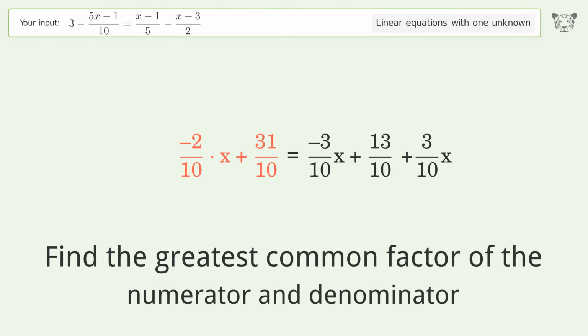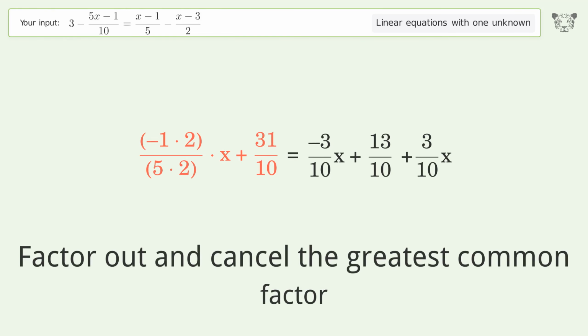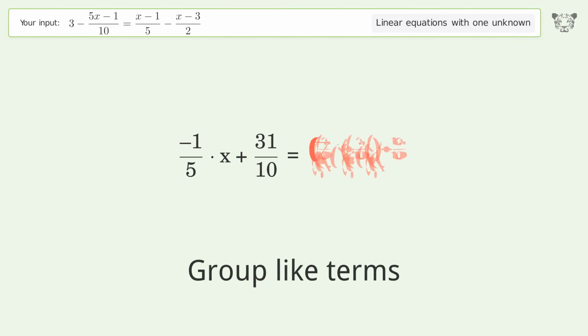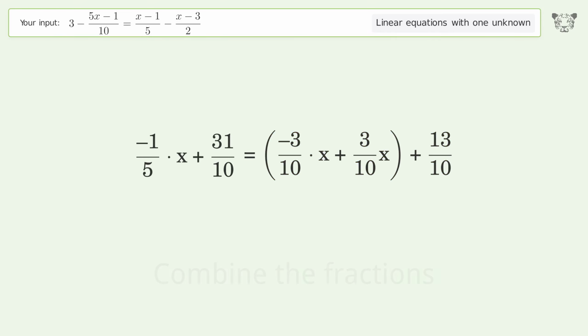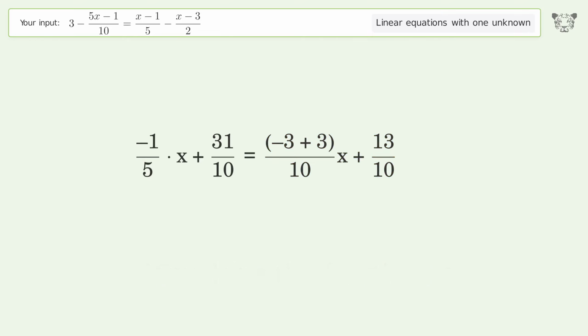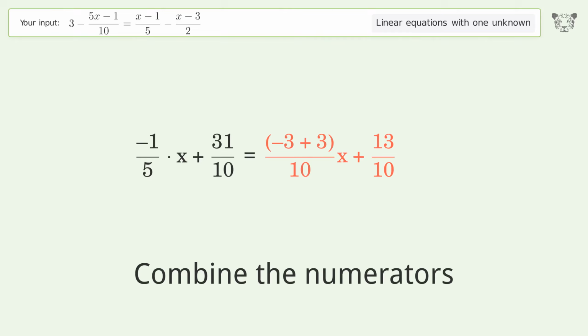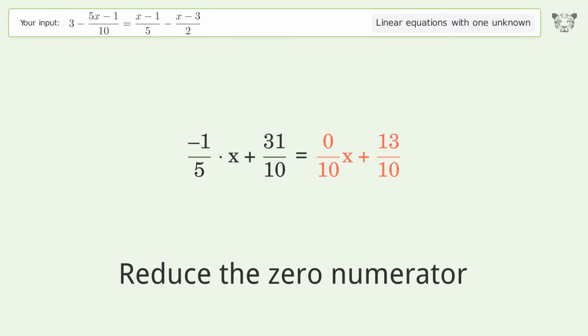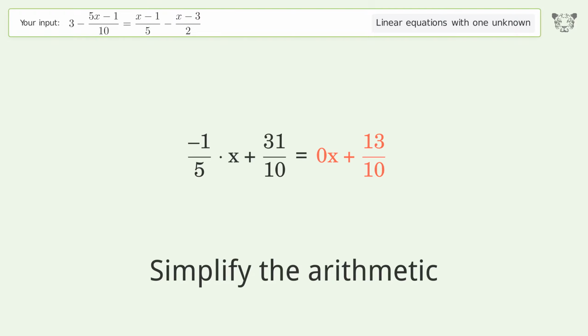Find the greatest common factor of the numerator and denominator. Factor out and cancel the greatest common factor. Group like terms. Combine the fractions. Combine the numerators. Reduce the zero numerator. Simplify the arithmetic.